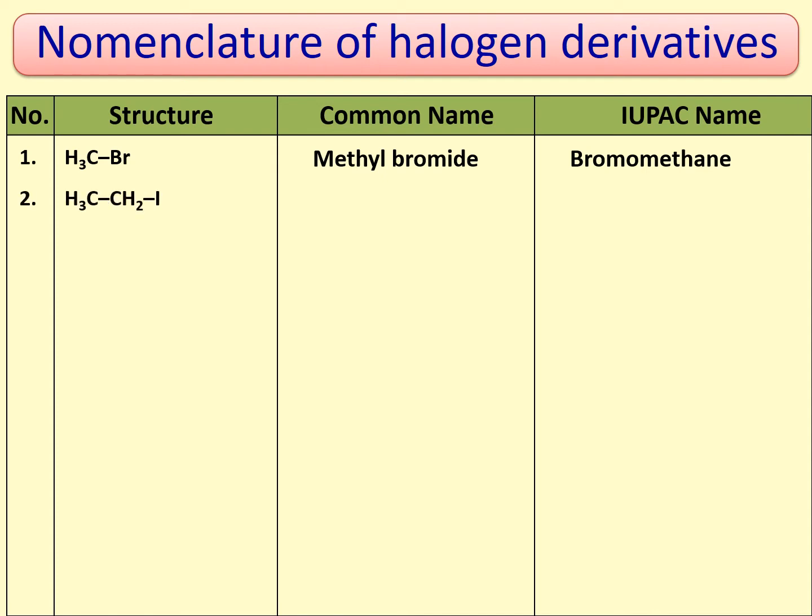In this compound, CH3-CH2-, the group is called ethyl. So the common name is ethyl iodide and the IUPAC name is iodoethane.